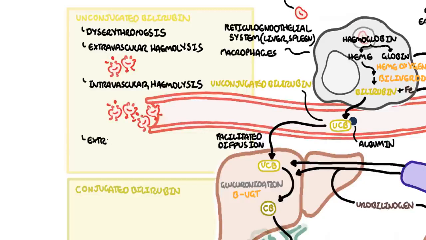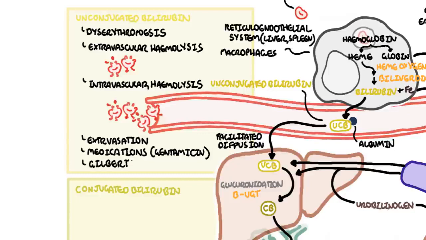Extravasation, which is essentially when the red blood cells go into the tissues, causing bruising and leakage of the bilirubin. Certain medications, such as gentamicin and some antiretroviral drugs, can elevate unconjugated bilirubin levels. And then you also have Gilbert syndrome, which is a deficiency in the bilirubin UGT mentioned earlier, which means that you have high amounts of unconjugated bilirubin and then yellowing of the skin.